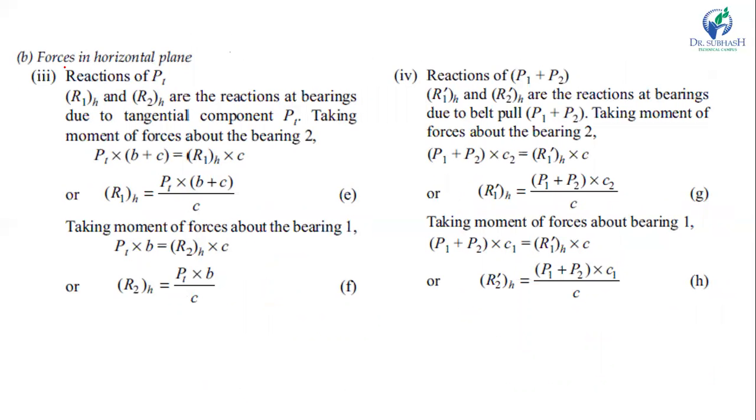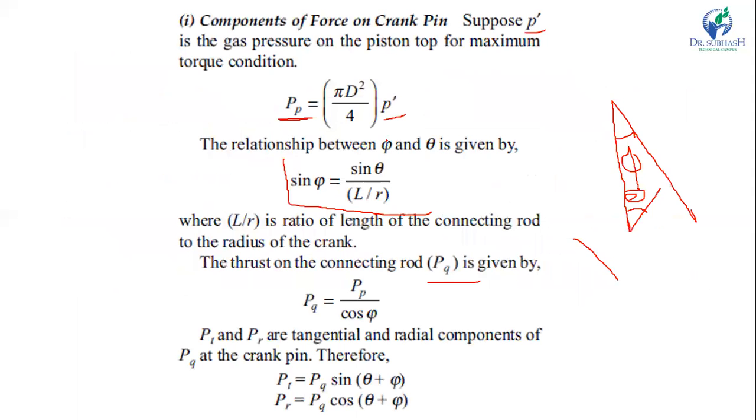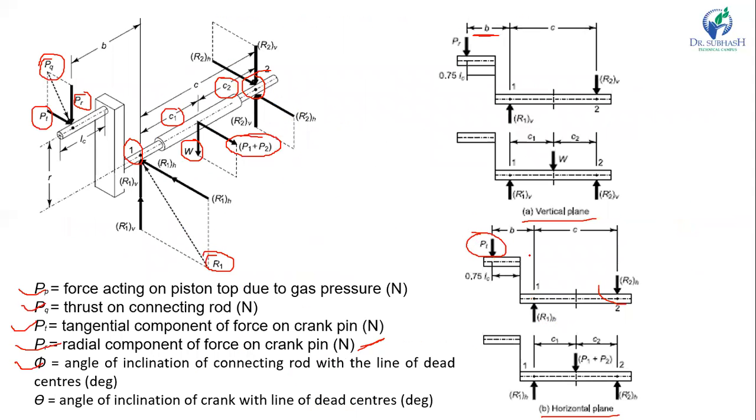Now the forces in the horizontal plane. The reaction of PT, similarly, we can see from figure B. R1H and R2H are the reactions at the bearings due to the tangential component PT. Taking moment about here, you can find the horizontal reactions.